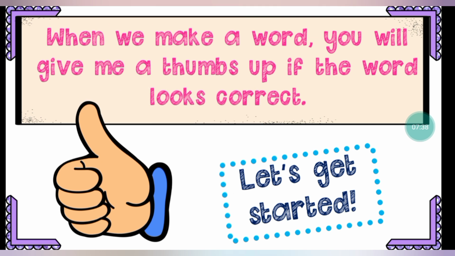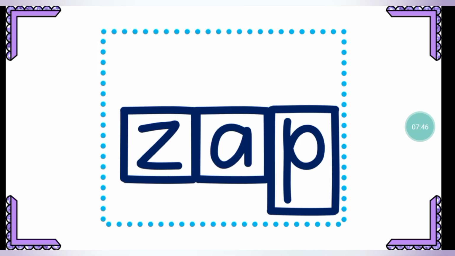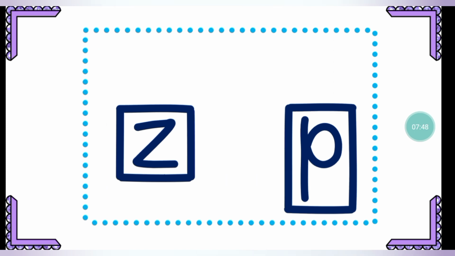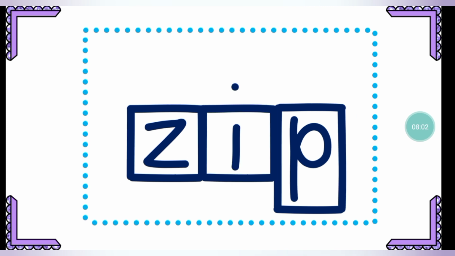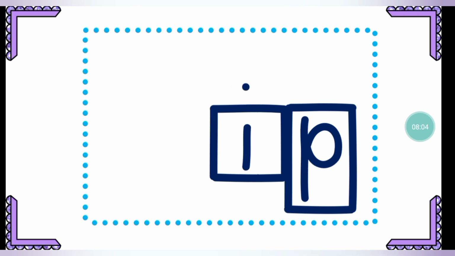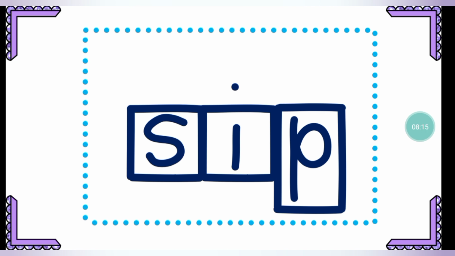Okay. When we make a word, you will give me a thumbs up if the word looks correct. If the word looks correct, give me a thumbs up. Zap, zap, zip, zip. Is this correct? No. So I'll give you thumbs down because something is missing. A letter or sound is missing. Okay, zip. Is it correct? Thumbs up. Okay, ip. Is this sound correct? Does it make sense? No. So thumbs down. Sip. Does it make sense? Thumbs up.